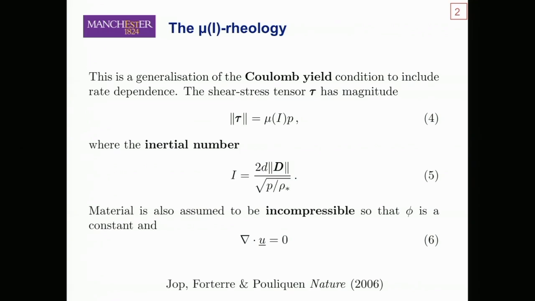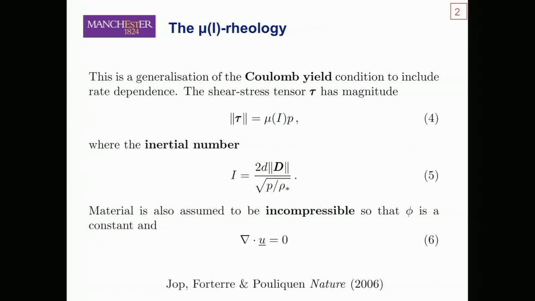And the mu of I rheology postulates that the friction coefficient actually depends on this inertial number I, which is a non-dimensional strain rate, and that is also bringing in dependence on the intrinsic grain diameter d and also the density rho star. And a big assumption made with this model is that the material is incompressible, so the volume fraction phi is a constant and our velocities are divergence free.